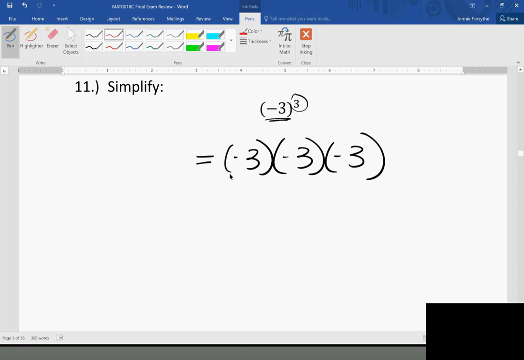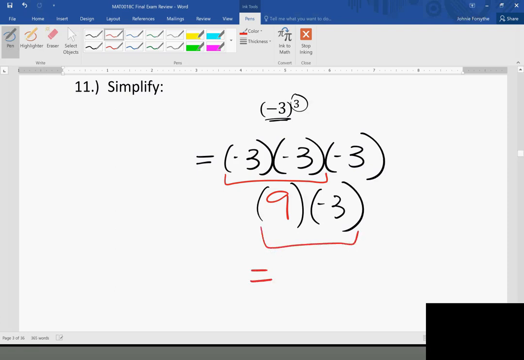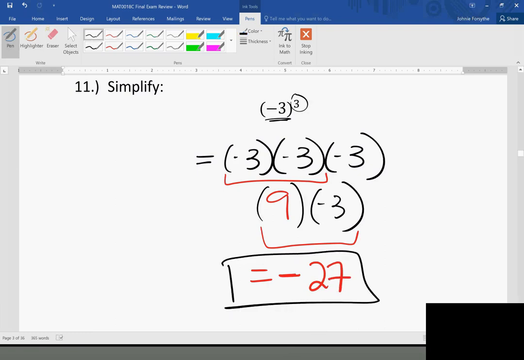Let's work from the left to the right. So negative 3 times negative 3. Well, a negative times a negative is a positive, and 3 times 3 is 9. And then now I have 9 times negative 3. I'm multiplying different signs, so I'm going to have a negative, and then 9 times 3 is 27. So the final answer is going to be negative 27.